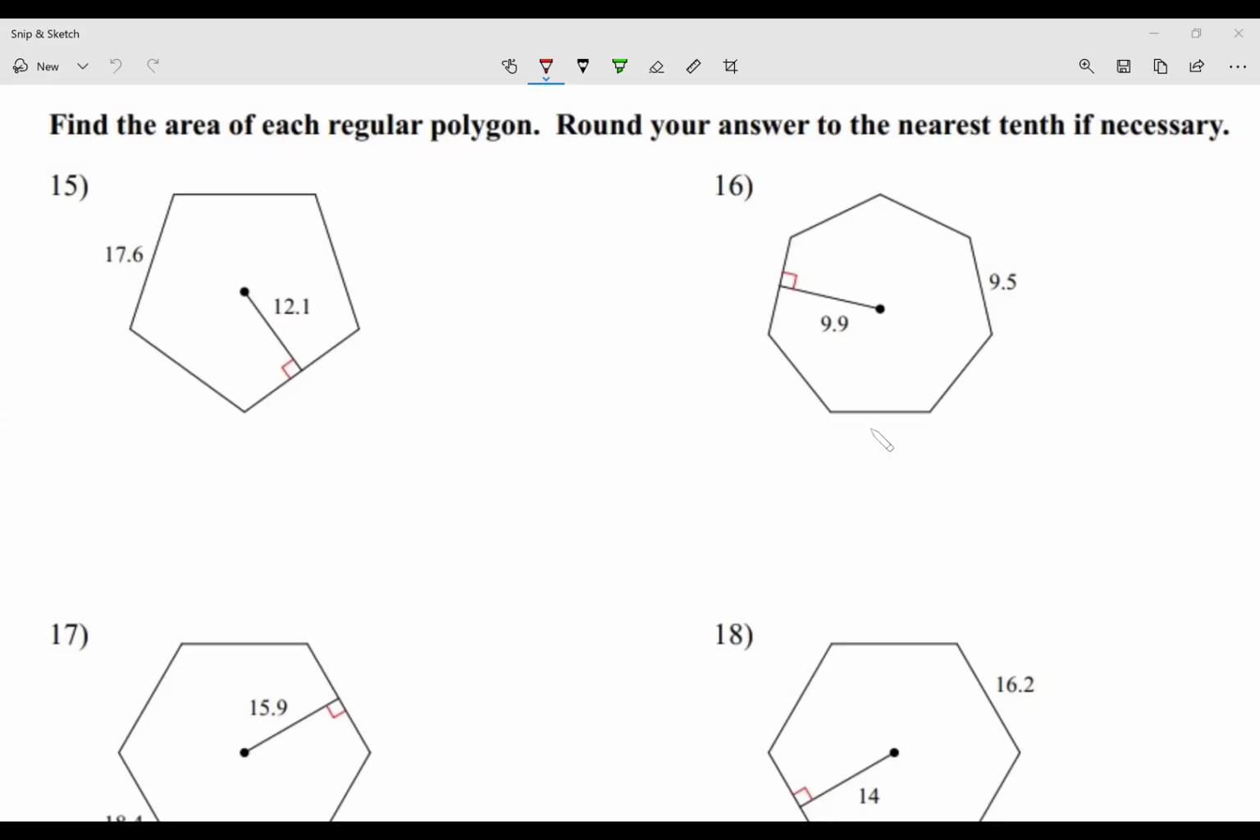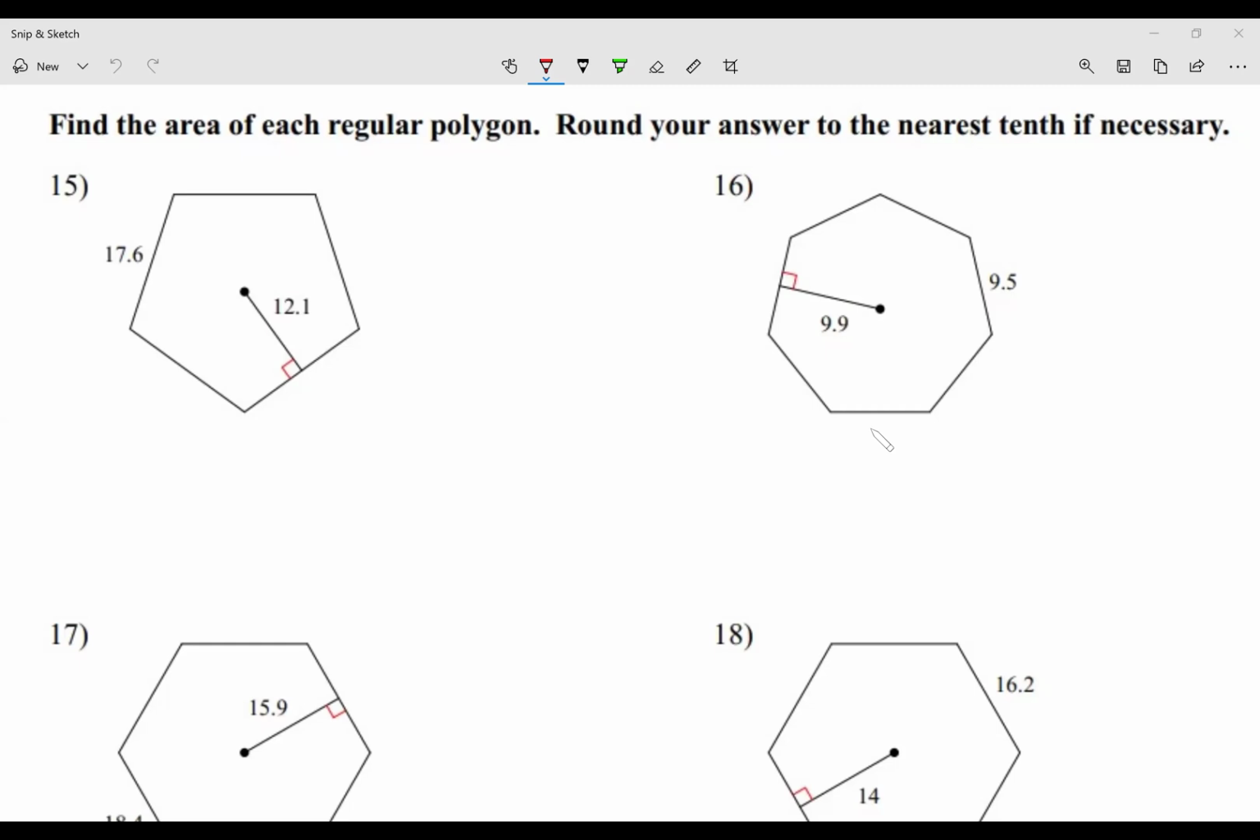Now we're going to find the area of each regular polygon. Okay, so polygon, we talked about this shape before. It's a shape where the sides are straight, so it does have sides, and there are no curves, right? I have everything straight on the sides.